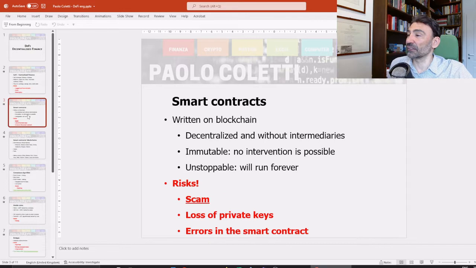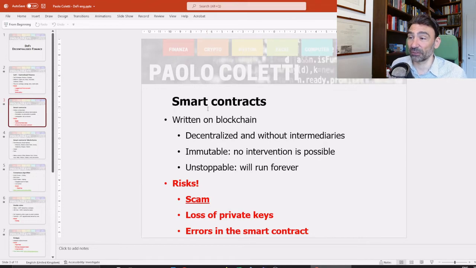Let's see instead just a recap of smart contracts, because I take for granted that you are very well aware of them. Smart contracts are written on the blockchain, and this has several implications. The first one is that they are decentralized and without intermediaries. So there is no customer service, okay? So there is not a person responsible for them. They cannot go bankrupt on purpose. Okay, and they are decentralized, and they are also completely transparent.